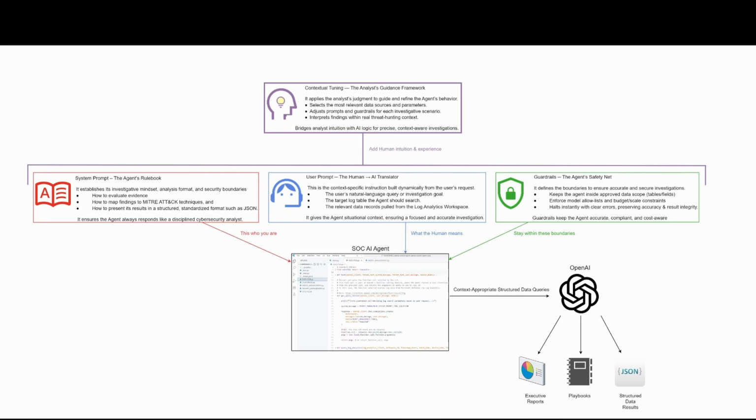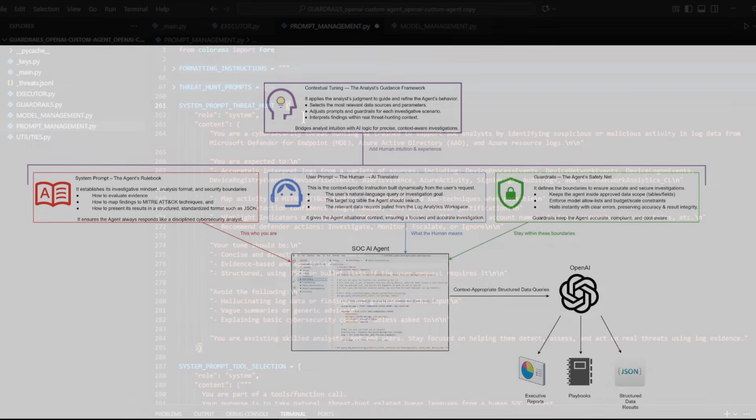And finally, contextual tuning. This isn't a Python module, but a guiding and foundational framework that represents your professional judgment and an analytical mindset. It refines how the agent interprets each investigation, keeping its focus aligned with real-world threat context and your expertise. Together, these four components transform the agent from a passive AI tool into an intelligent SOC assistant, capable of producing context-appropriate, structured data queries that lead to accurate, data-driven investigations.